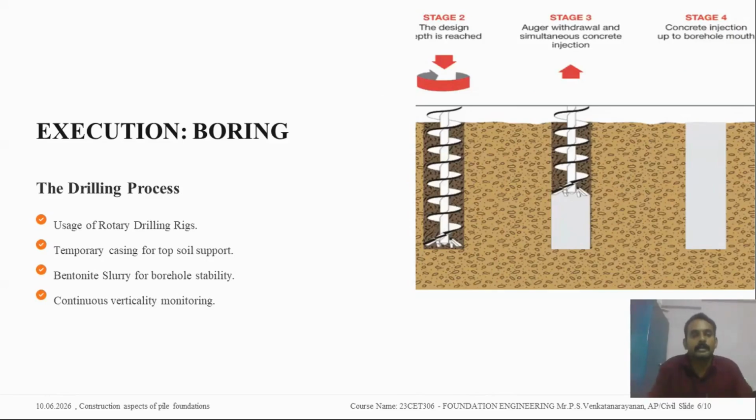In this slide, we are going to discuss about reinforcement and concreting. After drilling is completed, the reinforcement cage is lowered into the borehole using cranes. A tremie pipe is then installed and concrete is poured continuously from the bottom upwards. This method prevents segregation and ensures that concrete completely replaces the bentonite slurry. Continuous concreting without interruption is important to achieve a strong and durable pile.